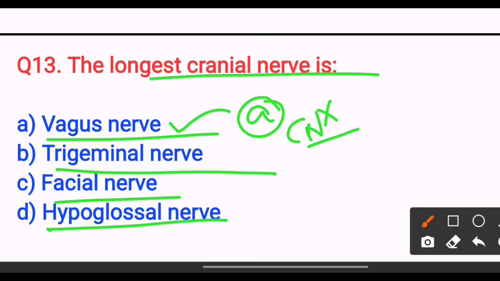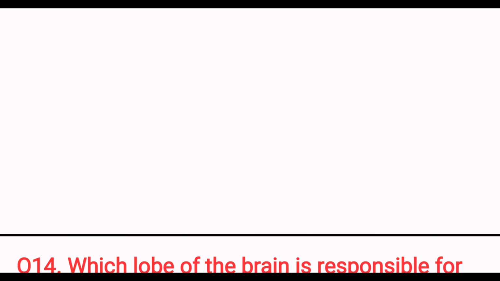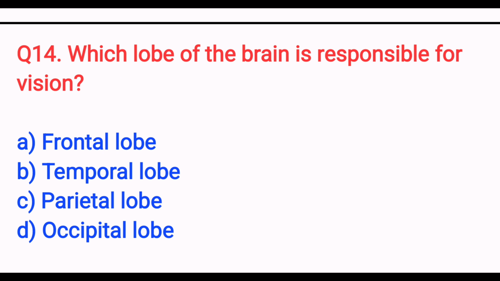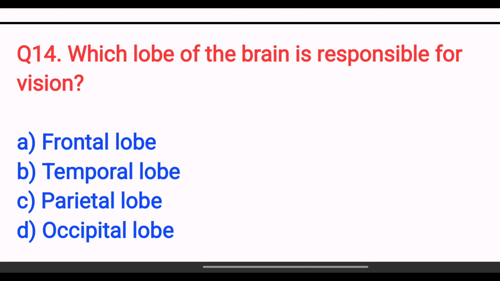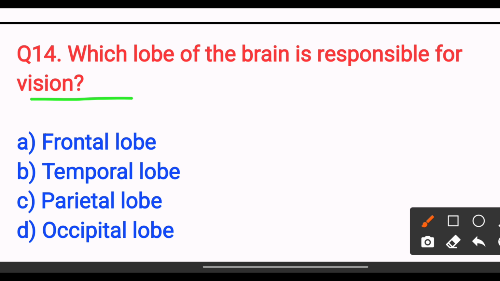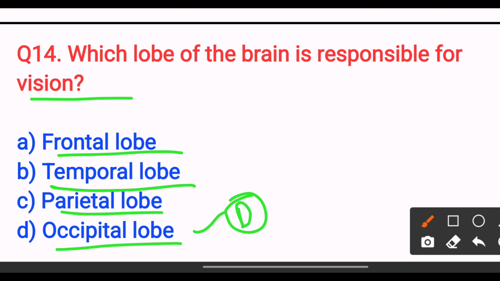Vagus nerve extends to thoracic and abdominal organs, and it is the longest cranial nerve. Next, which lobe of the brain is responsible for vision? Option A, frontal lobe. Option B, temporal lobe. Option C, parietal lobe. Option D, occipital lobe. The answer is option D, occipital lobe. Occipital lobe houses the primary visual cortex.